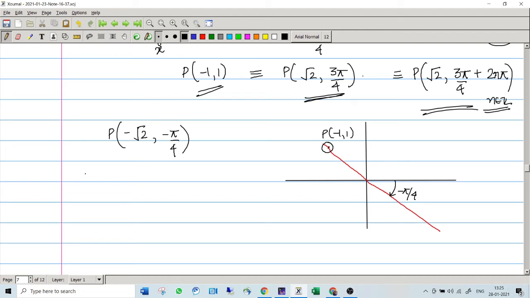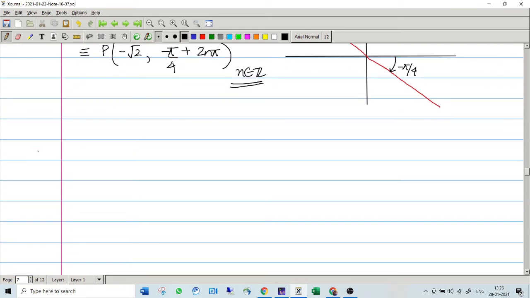Right? And also we can write this again as minus root 2 comma minus pi by 4 attached with some circles, where n is an integer. Right? That's how you relate it with minus pi by 4 with your r being negative. So that's how you can relate the polar coordinates with the Cartesian coordinates.